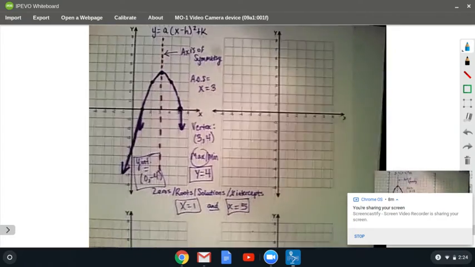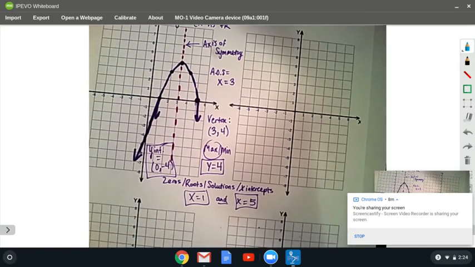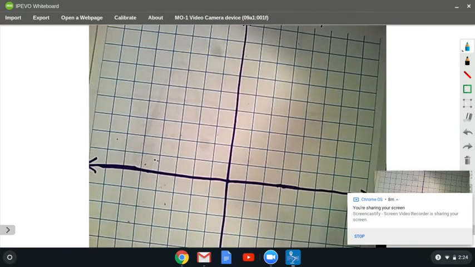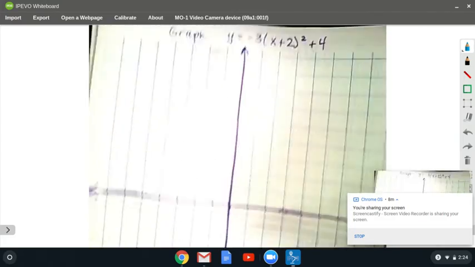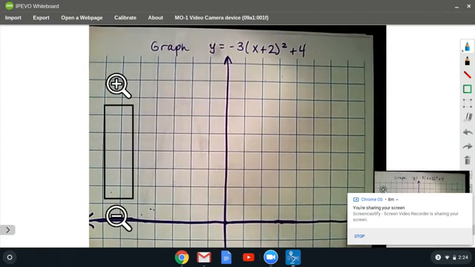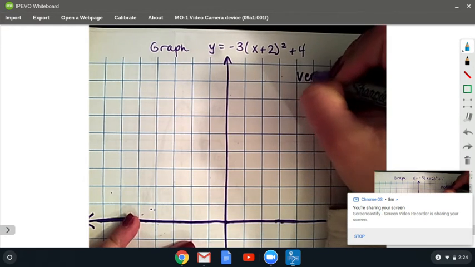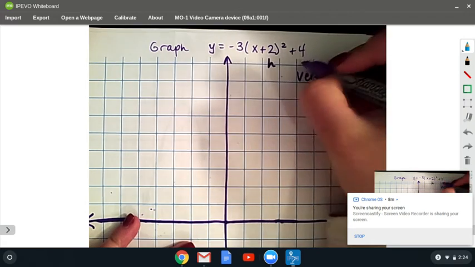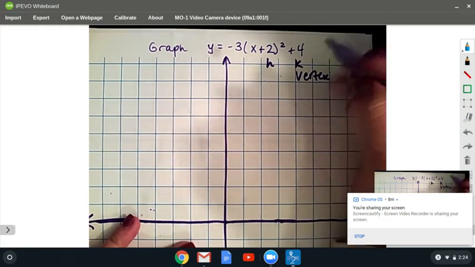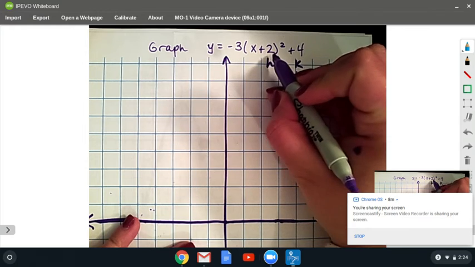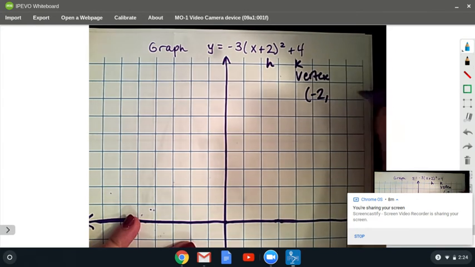I just want to go over one more quick problem of how I might go ahead and graph given an equation with no graph. So kind of working the opposite direction here. If they gave me an equation like this, I could get my vertex from it. This is my h and my k. I have to remember, you have to switch the sign of h. So this would be a -2. And my k would be 4.